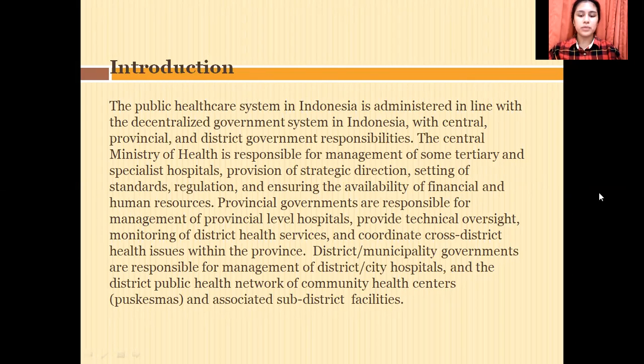District or municipality governments are responsible for management of district or city hospitals and the district public health network of community health centers, or puskesmas, and associated sub-district facilities.